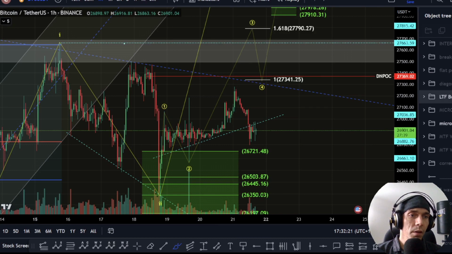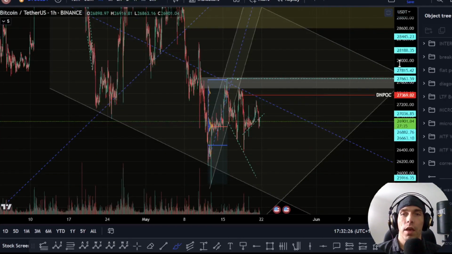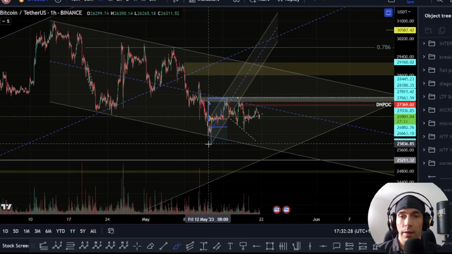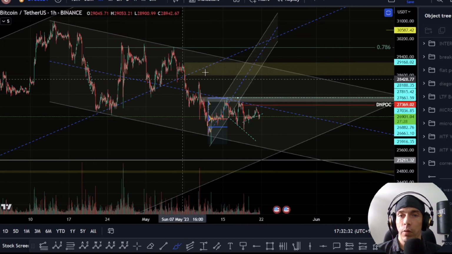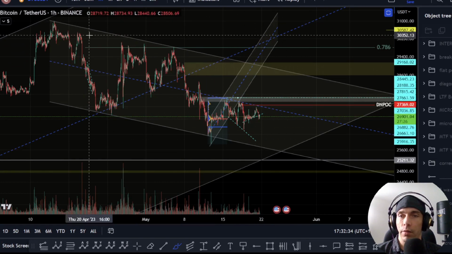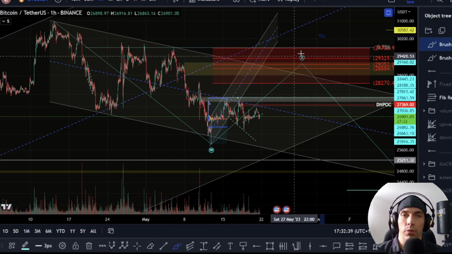Now, we were talking about a couple of things as well here and saying, well, what if this move to the downside is either completed here and we're looking for a corrective move to the upside, or alternatively, this is actually just still forming a bigger correction. So what we're looking for is two possibilities as a W, X, and a Y.